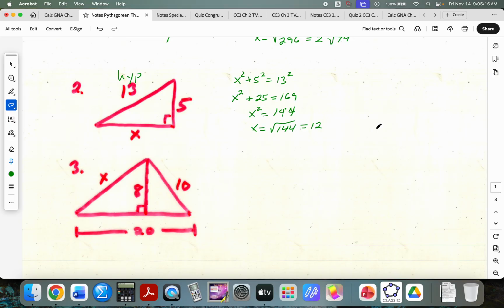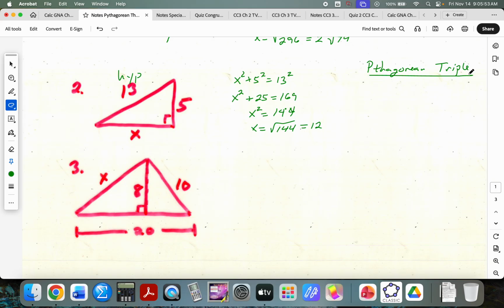This is an example of something called a Pythagorean triple. A Pythagorean triple is three numbers that work in the Pythagorean theorem, and those numbers are all whole numbers. There is an infinite number of these, but there are some that I think come up often enough that it's worth your time to memorize them.